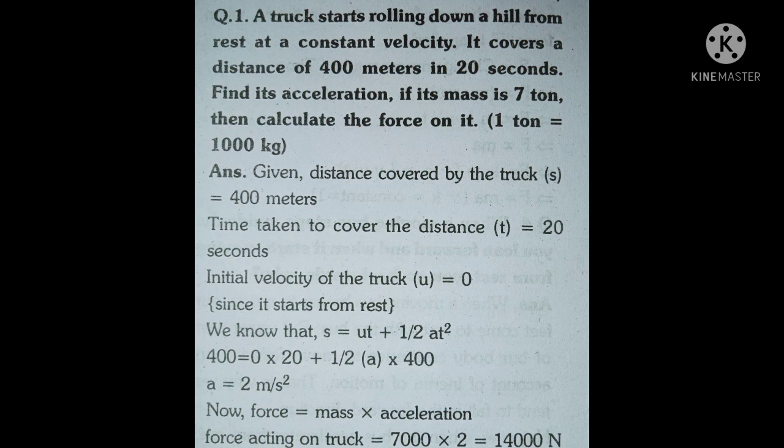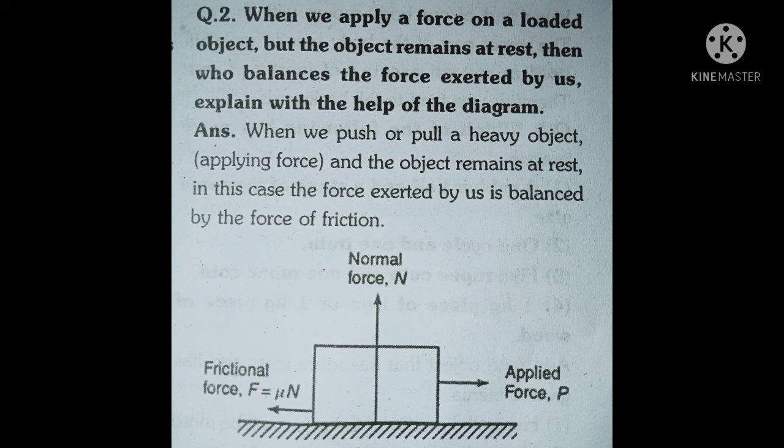We know that s is equal to ut plus 1 upon 2 at square. 400 is equal to 0 into 20 plus 1 upon 2 acceleration into 400. a is equal to 2 meter per second square. Now force is equal to mass into acceleration. Force acting on truck is 7000 into 2 is equal to 14,000 Newton. Answer.